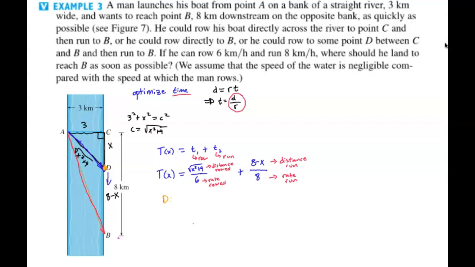I guess it could technically be negative, and he could land his boat on this side and then run down, but that's definitely not going to be the most efficient way, right? What's the biggest x could be? 8, and that just means he rows the whole way, right? So the domain of my function is just 0 to 8.